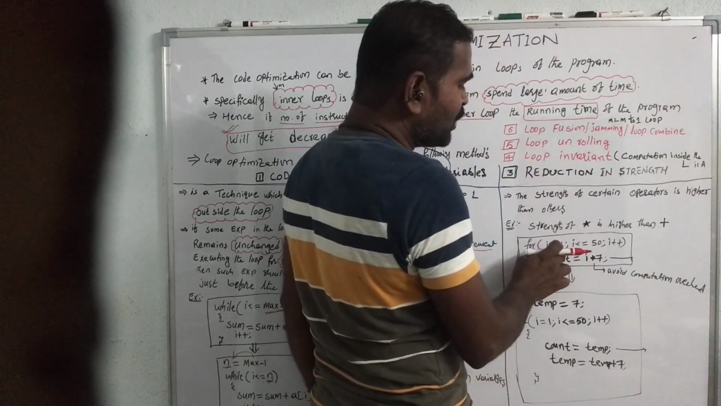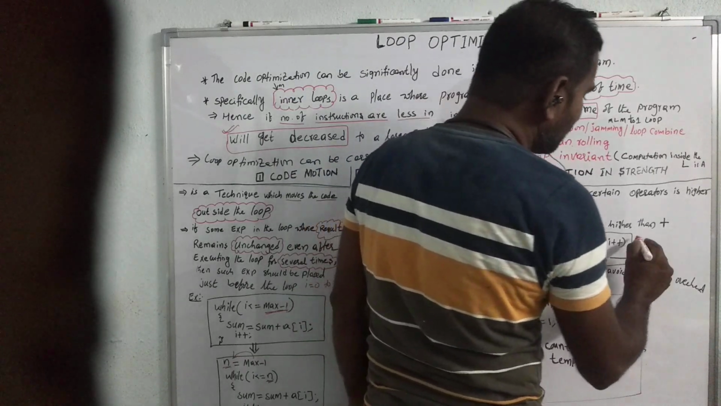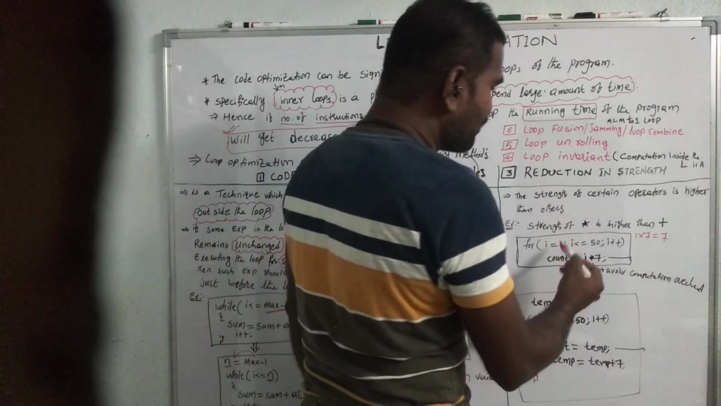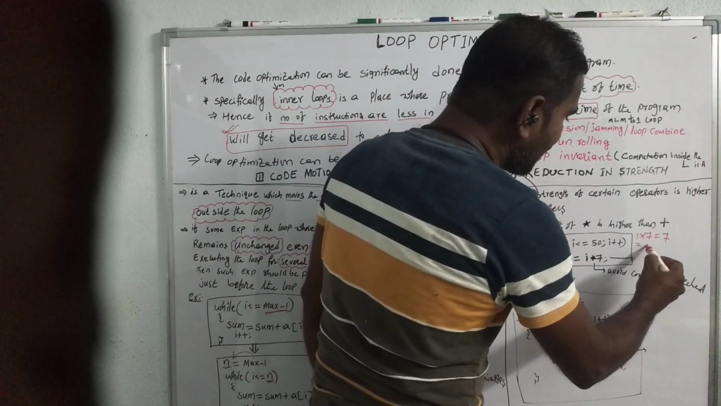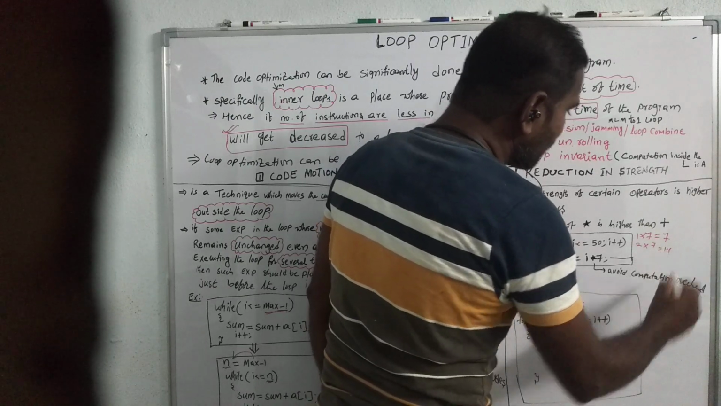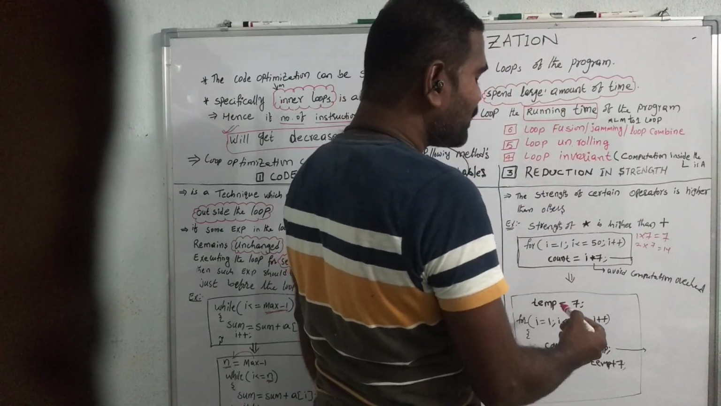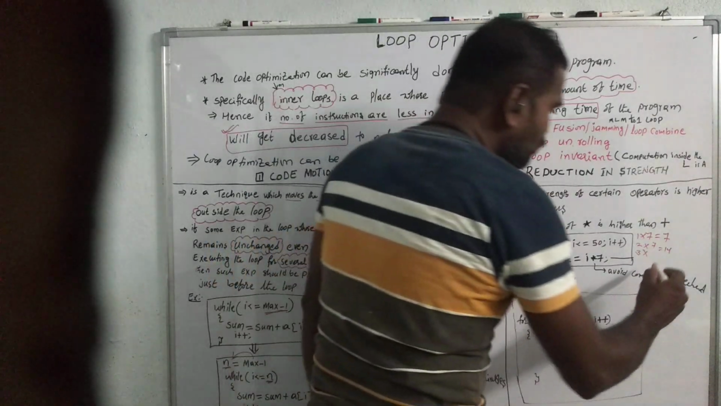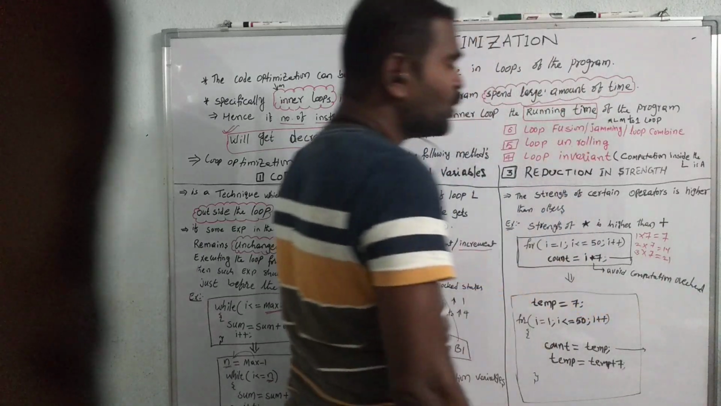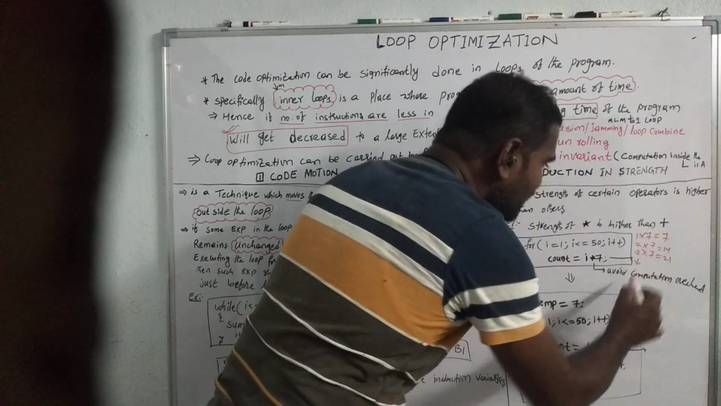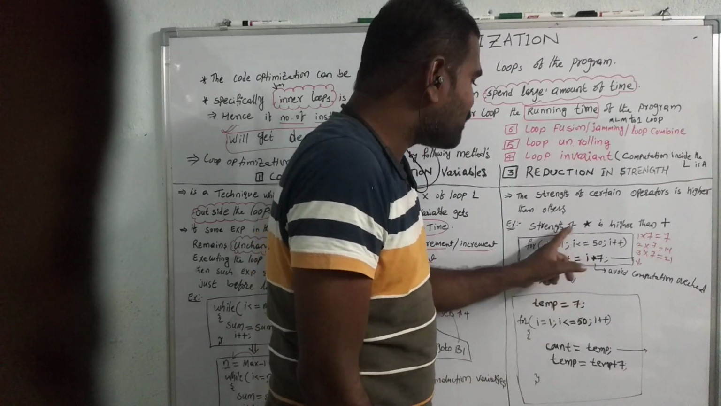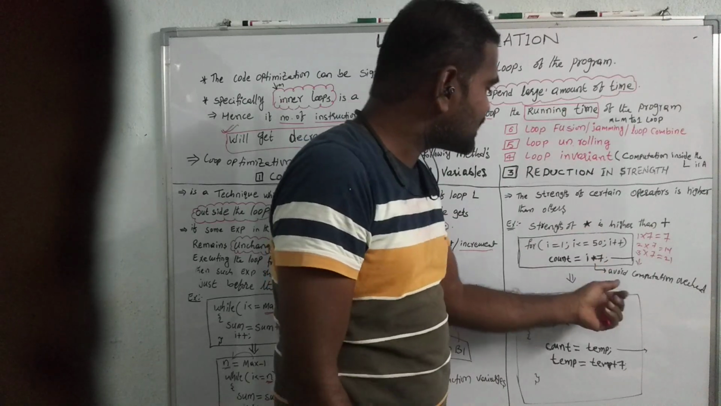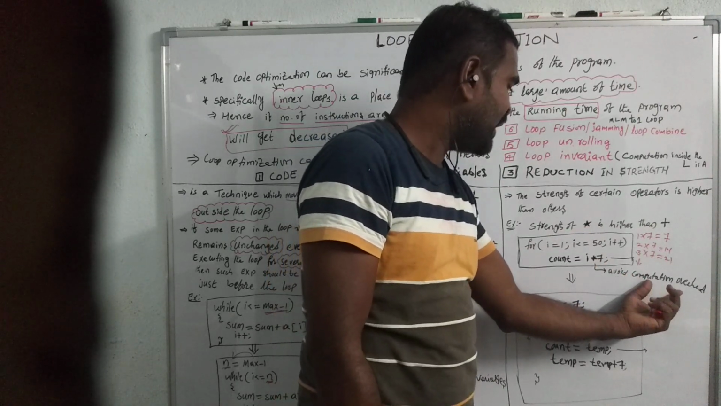If the counter variable value is 1, then 1 into 7 gets 7. In the next iteration, the I value is increased by 1, so the I value is 2, and 2 into 7 gets 14. In the next iteration, the I value is increased by 1, so the I value is 3, and 3 into 7 gets 21. Something like that. The counter variable is increased each and every time, and this high strength operation incurs computing overhead.